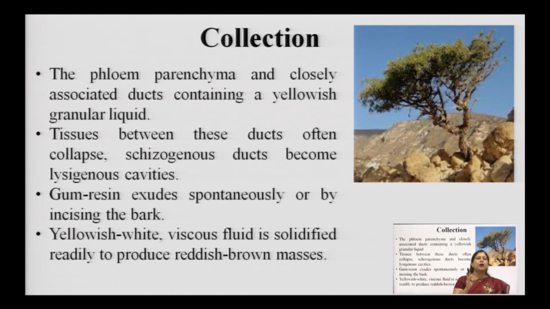granular liquid. Okay. Now, what happens is that whenever a cut is made or due to external factors, these parenchyma put some pressure on these ducts, because of which the substance comes and gets stored in the lysogenous cavity. Okay. So, this gum then starts exuding gradually from these cavities outside the bark. So, we can make an incision, or sometimes directly there is a release of yellowish white viscous fluid, and it gradually solidifies to produce a reddish brown mass of myrrh.